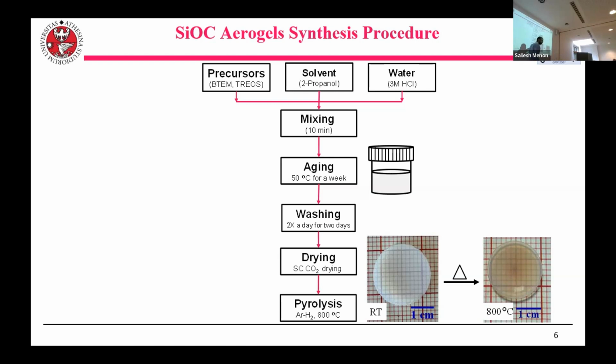Then after that, we apply the supercritical drying. And finally, normally we get crack-free monolithic aerogel. And even though so far I only pyrolyze one sample, we apply the pyrolysis in argon-hydrogen atmosphere at 800 degrees centigrade, and normally the transparency is also achieved.